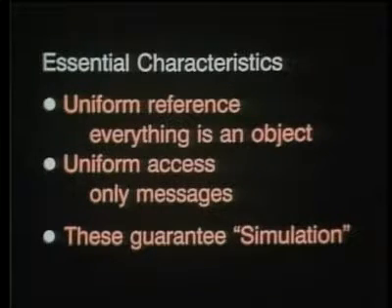And the key to this is that you need uniform reference. In other words, everything is an object. And the only way you can do anything is by sending a message to an object. And what this guarantees is a property which I call simulation, which is if you only have a hold of this object by a reference and you can only send it messages, then you're sort of guaranteed that somebody else can come along and put a completely different kind of object out there, and everything that you've written will work because you don't know anything about it. All you know is what kinds of questions it can answer properly.